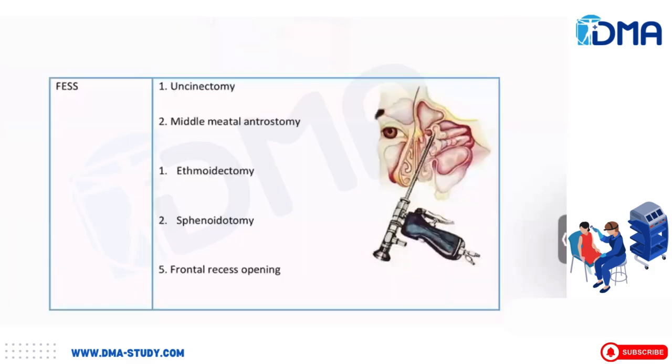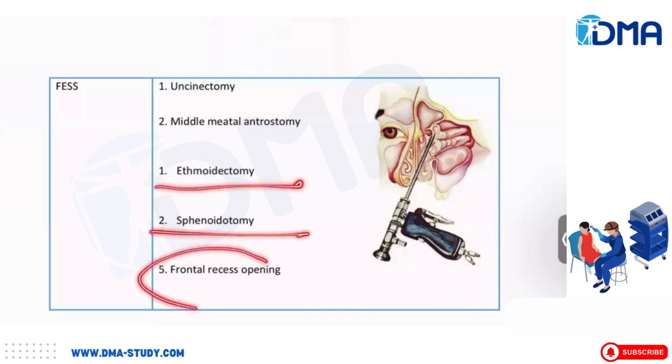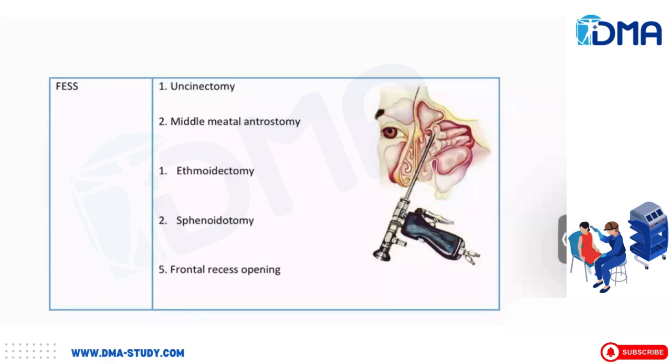So FESS, the first step in FESS is uncinectomy. Then the middle meatus will be opened for the middle meatal antrostomy. The steps, the order is very, very important and critical. Okay, so then ethmoidectomy, then sphenoidectomy, then frontal recess opening.